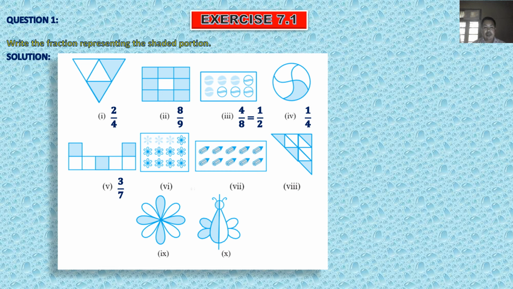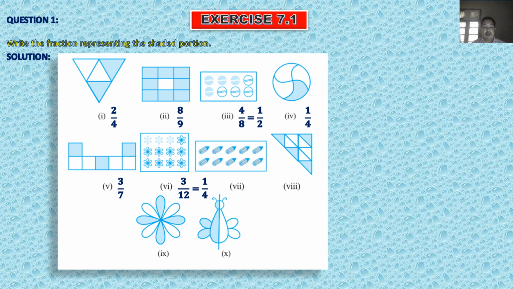And next Roman 6. In Roman number 6 you can see there are altogether 12 flowers, or 12 figures, in the box, and out of these 12 figures 3 have been shaded. So this shaded portion represents 3 by 12, and 3 by 12 can also be written as 1 by 4, because 3 ones are 3 and 3 fours are 12, isn't it?